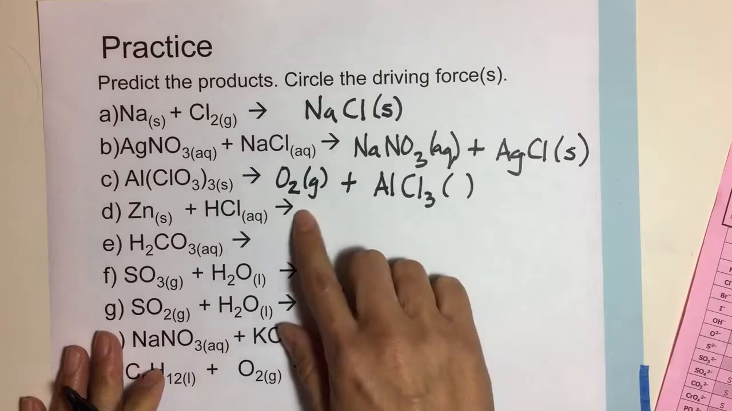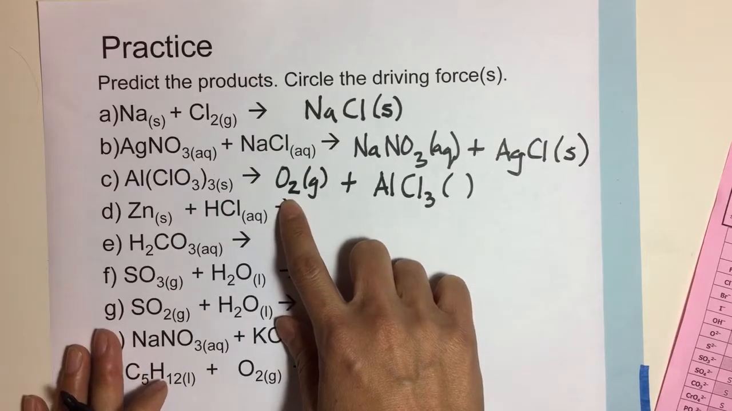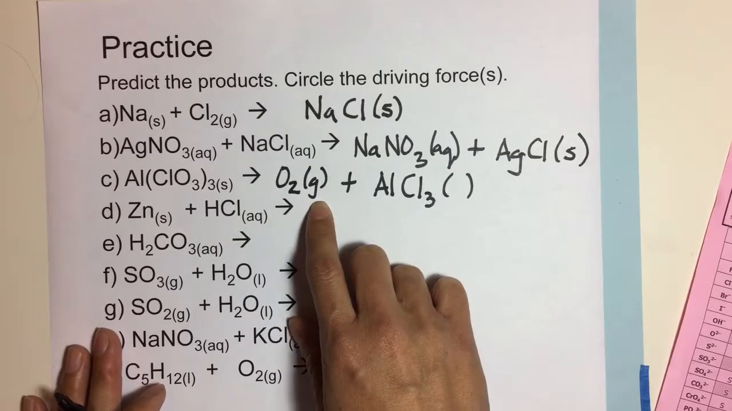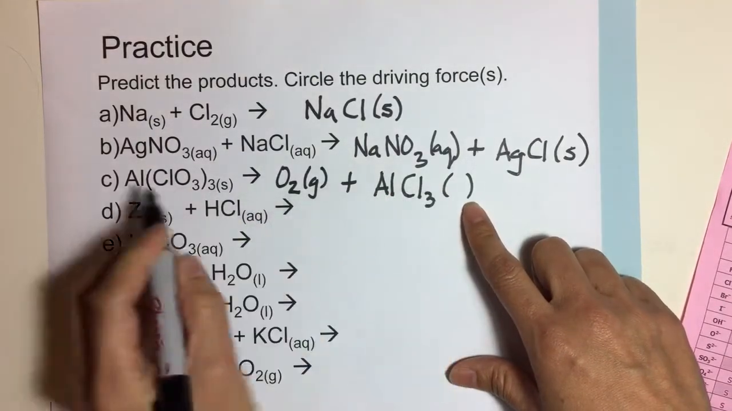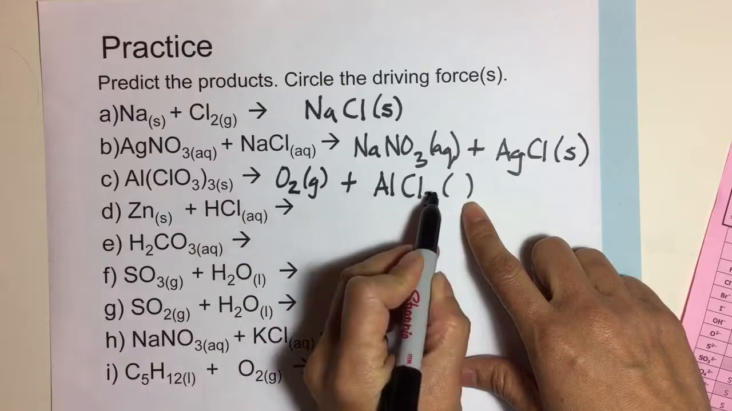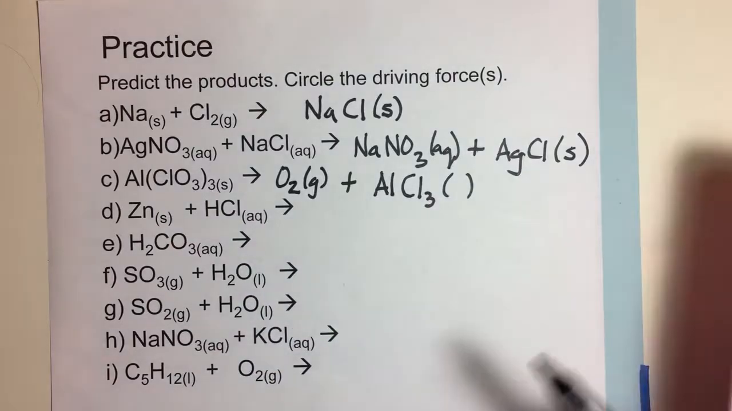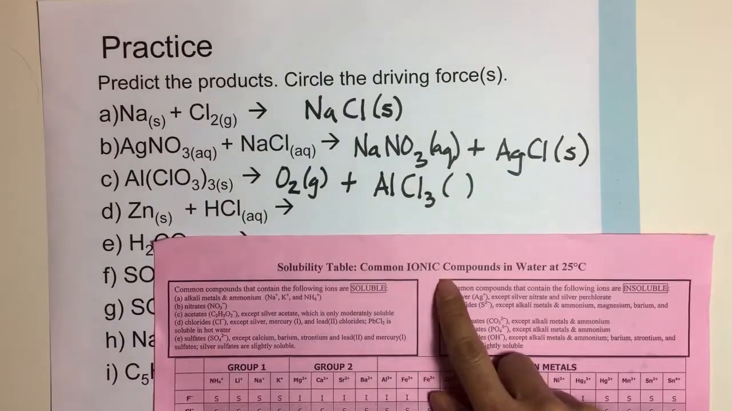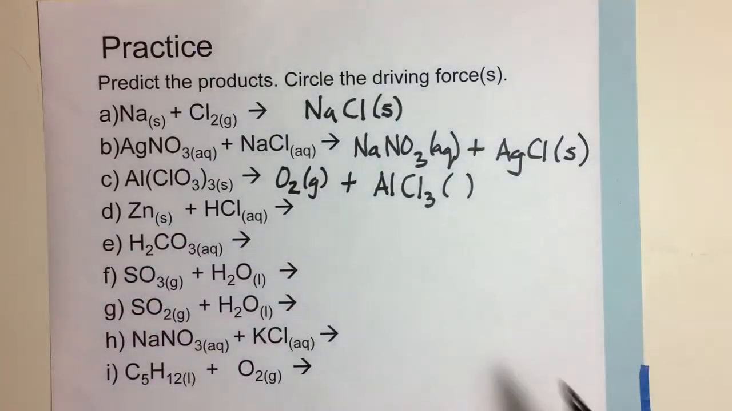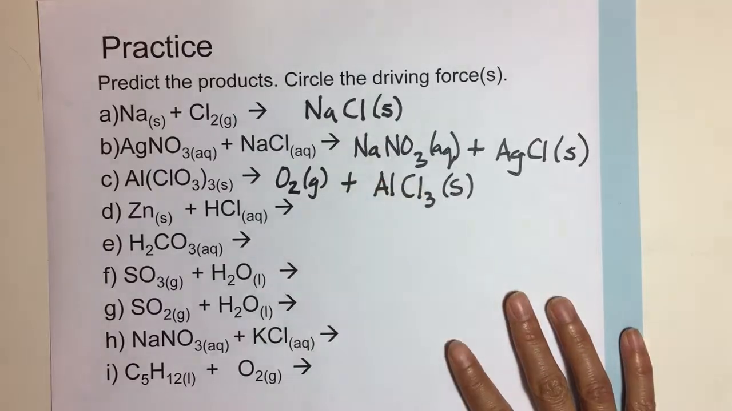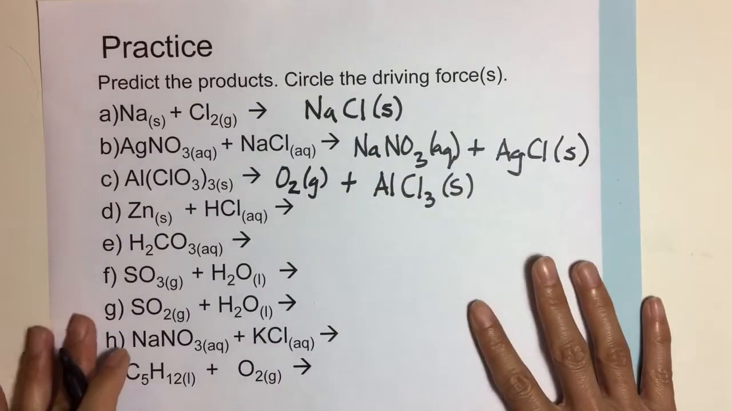Now the state of matter of oxygen, since it's a non-polar covalent substance, is a gas at room temperature. So now predicting this product, there's no water present, so we can't really look at the pink sheet because this is for common ionic compounds in water at 25 degrees Celsius. So ionic compounds have intramolecular forces, and so that's a solid.